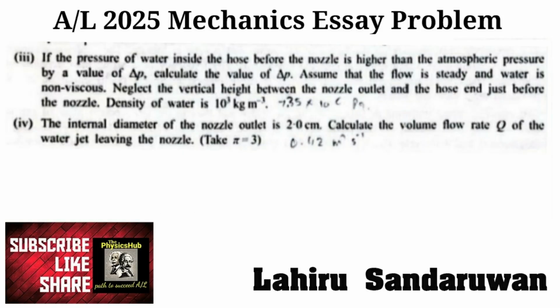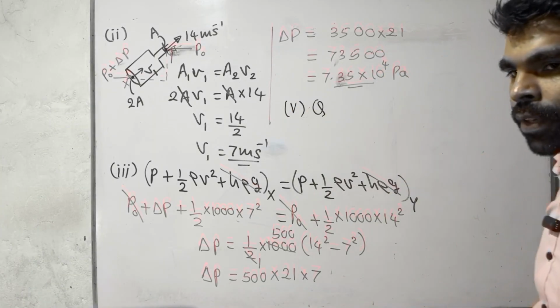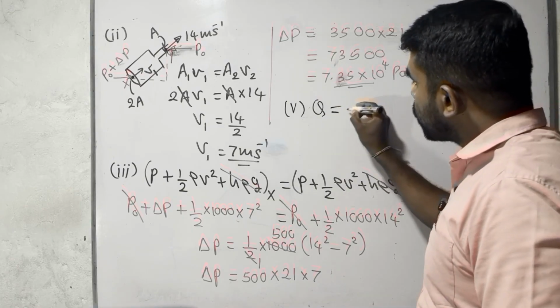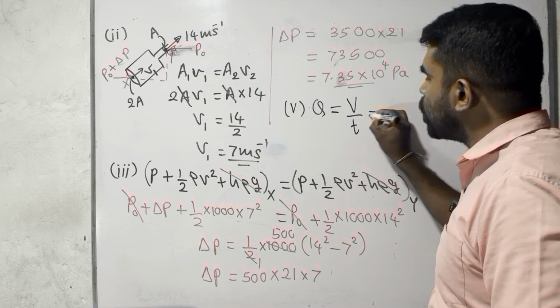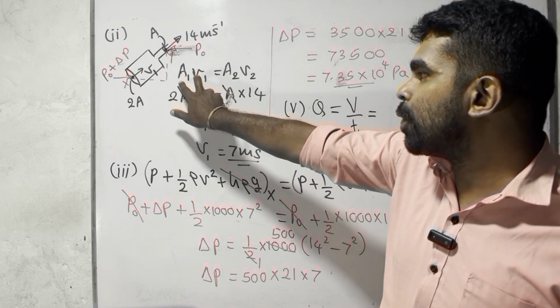Then part 4. The internal diameter of the nozzle outlet is 2 centimeters. Calculate the volume flow rate Q for the water jet leaving the nozzle. Take pi equals 3. Then we can write volume flow rate is Q. They have given it as Q. Volume flow rate means volume divided by time, volume per second. Volume flow rate per second is the product of AV.